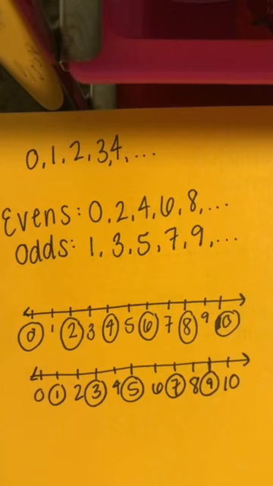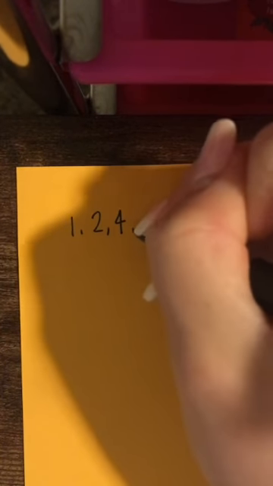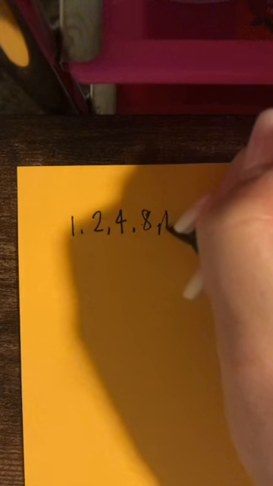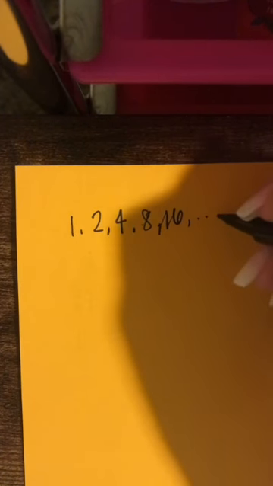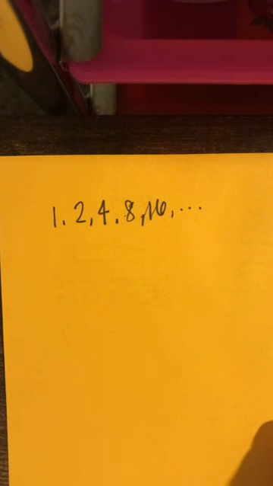So they are all equally spaced on their number lines. If we look at a different sequence, we have 1, 2, 4, 8, 16, and so on. This sequence is what we would call a geometric sequence because each term is multiplied by the same number to find the next term. Terms in a geometric sequence are not equally spaced on a number line.